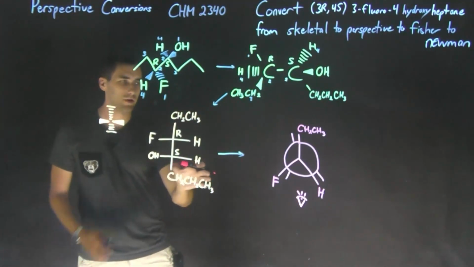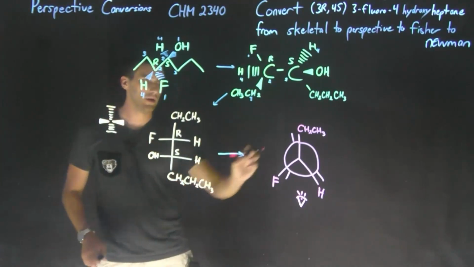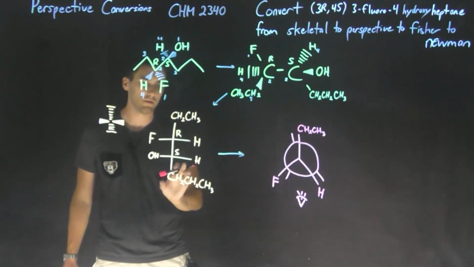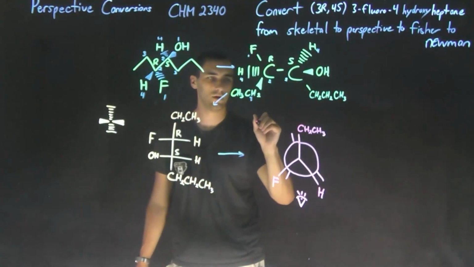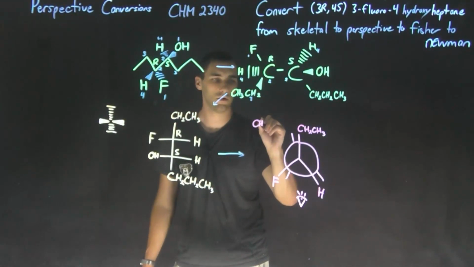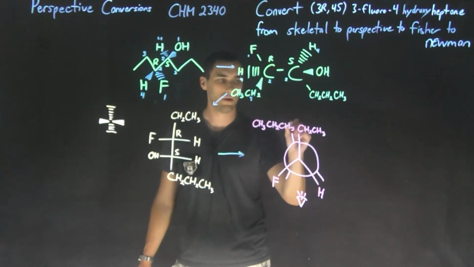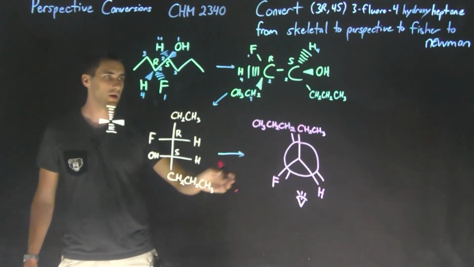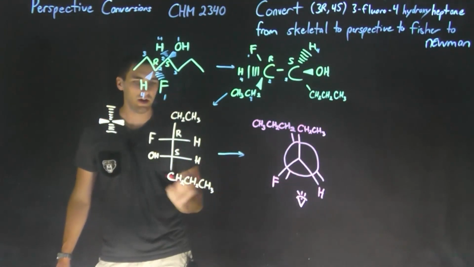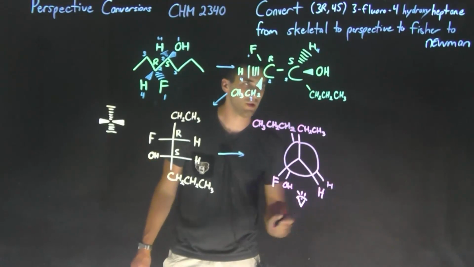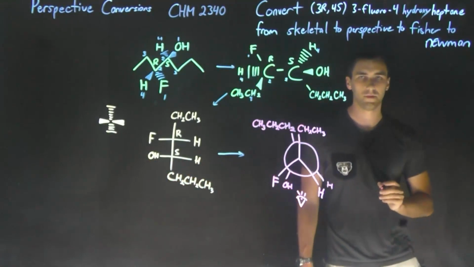Now for the bottom one, again, we rotated it that way. This group, this bottom one, will be in the back. Easy, bottom, back. Okay? And now for the last two groups, we have OH and then hydrogen.